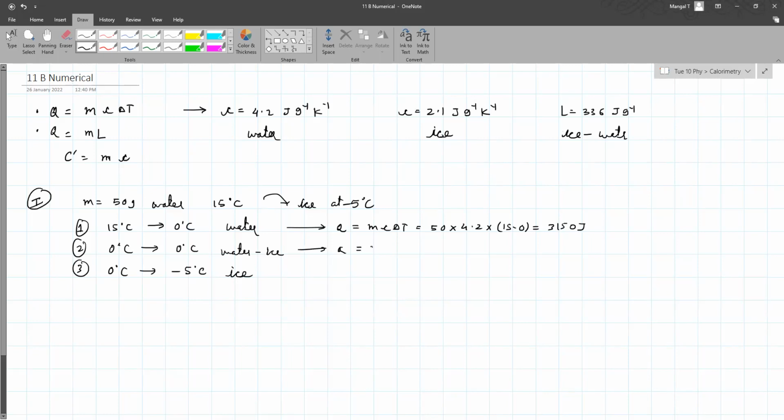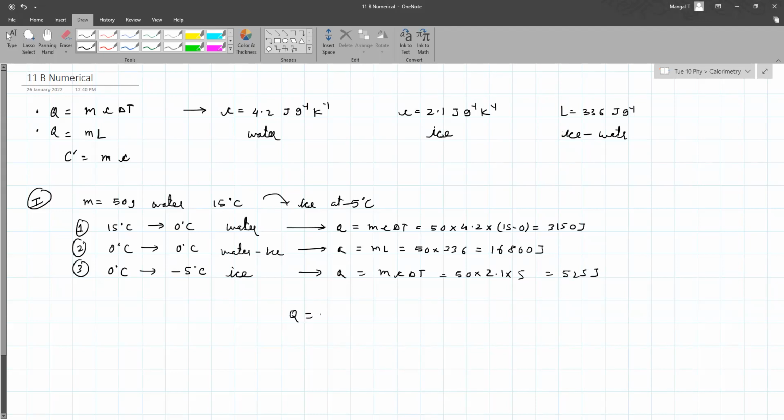In this case, this is m into L, that is 50 multiplied by 336. So 50 into 336 will be 16800 joules. And then again there is a change in temperature, so that is mc delta T, 50 into 2.1 into 5. Like I told you in the previous class, you don't consider that as negative. The change in temperature is to be represented as positive. So this is 525 joules.